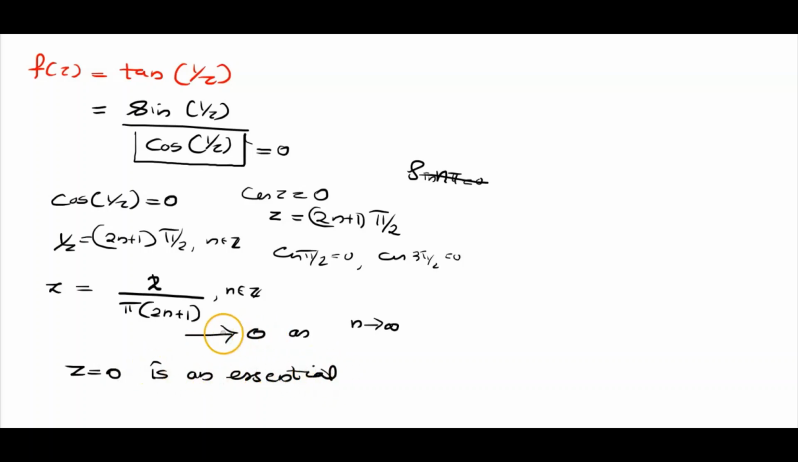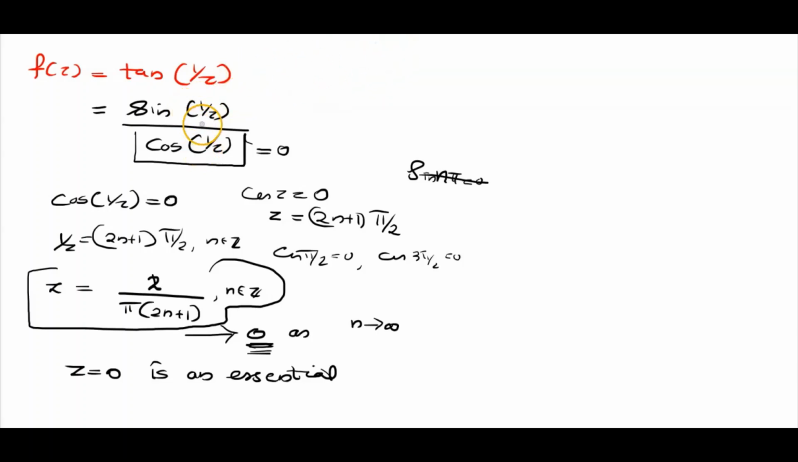Limit point of limit point of singularities. These are singularities of f of z, and the limit point of the singularities is 0. Limit points of singularities are also singularities, and it is an essential singularity. That means we have singularities 2 by pi into (2n plus 1) and 0. These are singularities of tan 1 by z and are essential singularities.